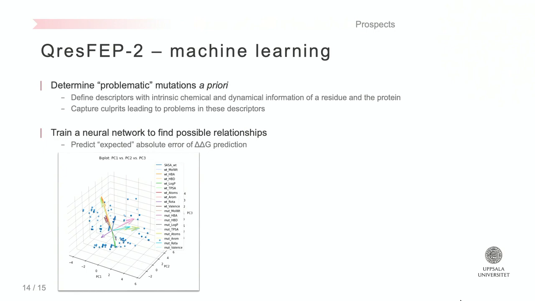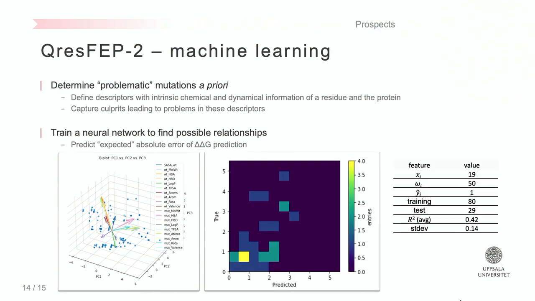So we want to train a neural network there and find a possible relationship, and hopefully predict the expected absolute error of the delta G rather than the delta G itself. Now this is a very quick model that I made on just a Barnase set, so it's way too few data to do any machine learning, but it showed some promise that there is something available there with R squared after averaged over multiple times training this model.